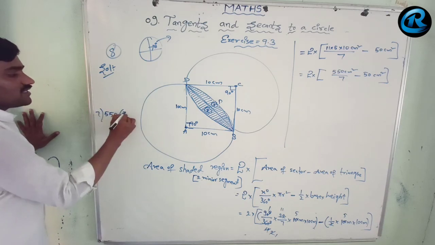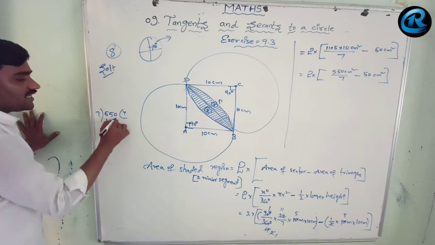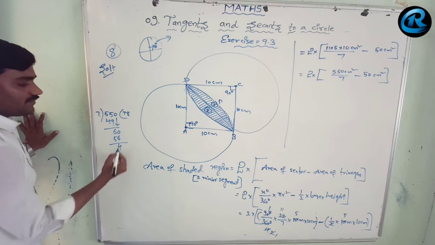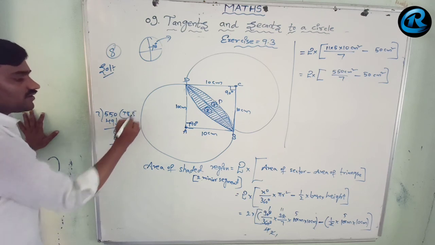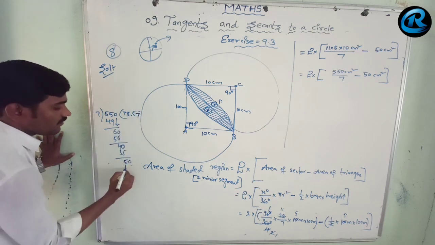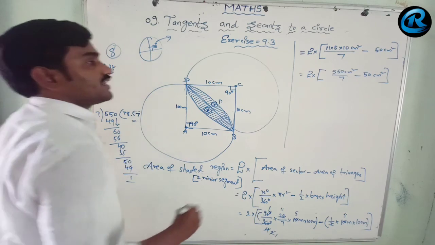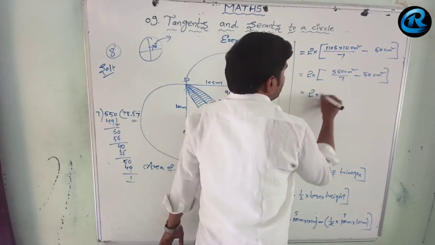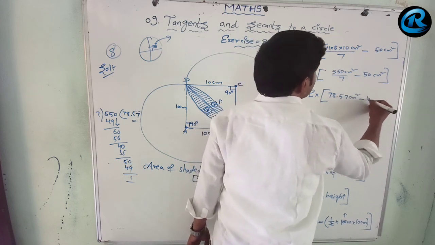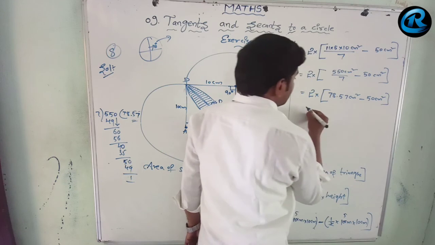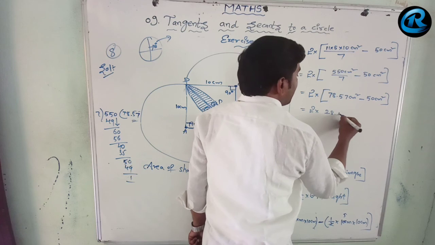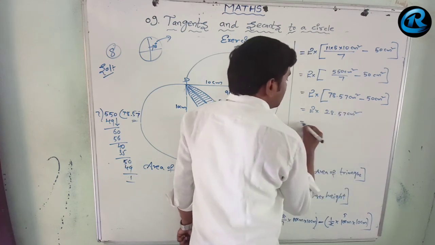Okay, let us divide 550 by 7. 7 8s are 56, we get 4 as a remainder, then 7 5s are 35, then 7 7s are 49, 1 will be the remainder. So 78.57 centimeter squared minus 50 centimeter squared. So here 2 into, 78.57 minus 50, that is 28.57 centimeter squared. Let us multiply.